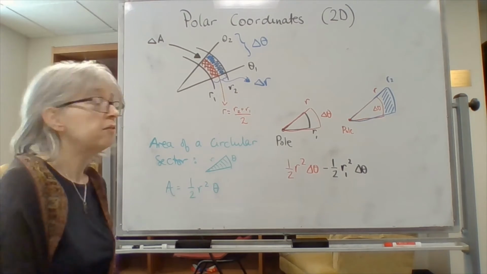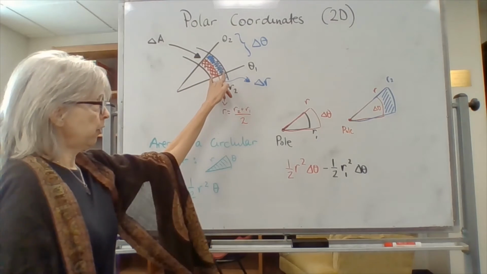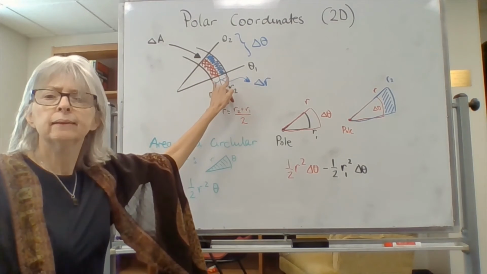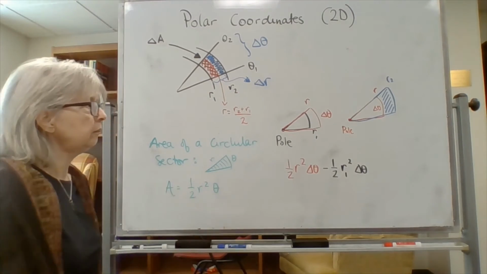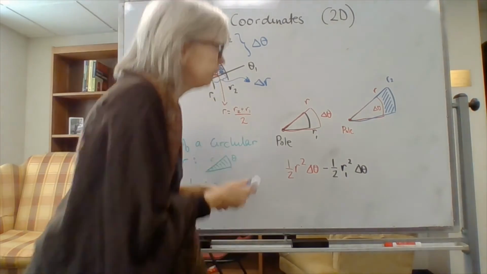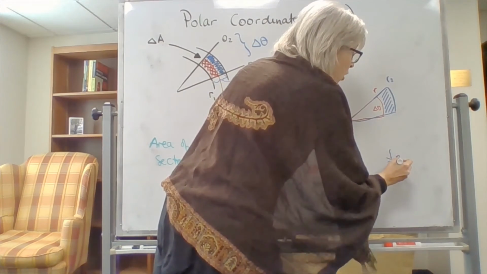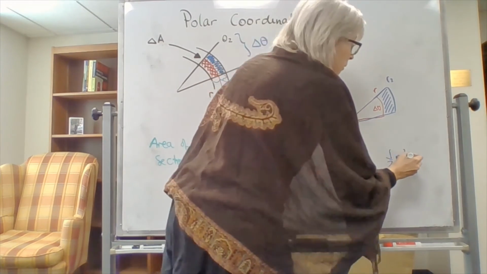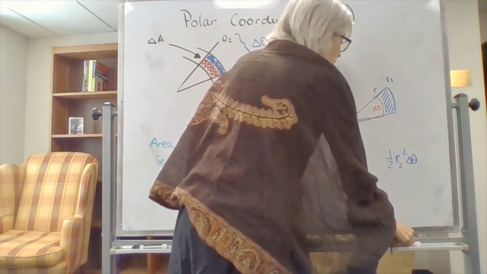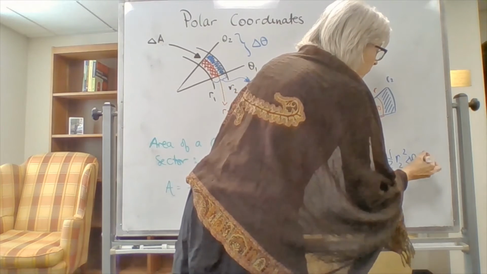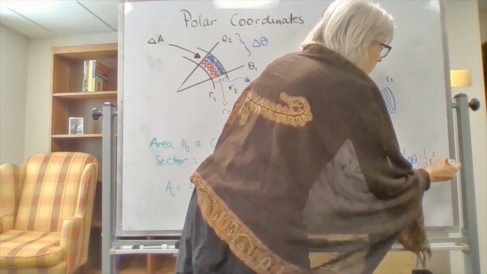then I will have this other piece of the area of this thing, whatever you want to call that shape, and that area is found by taking the bigger one, 1/2 R2 squared delta theta, and subtracting off the smaller one, 1/2 R squared delta theta.